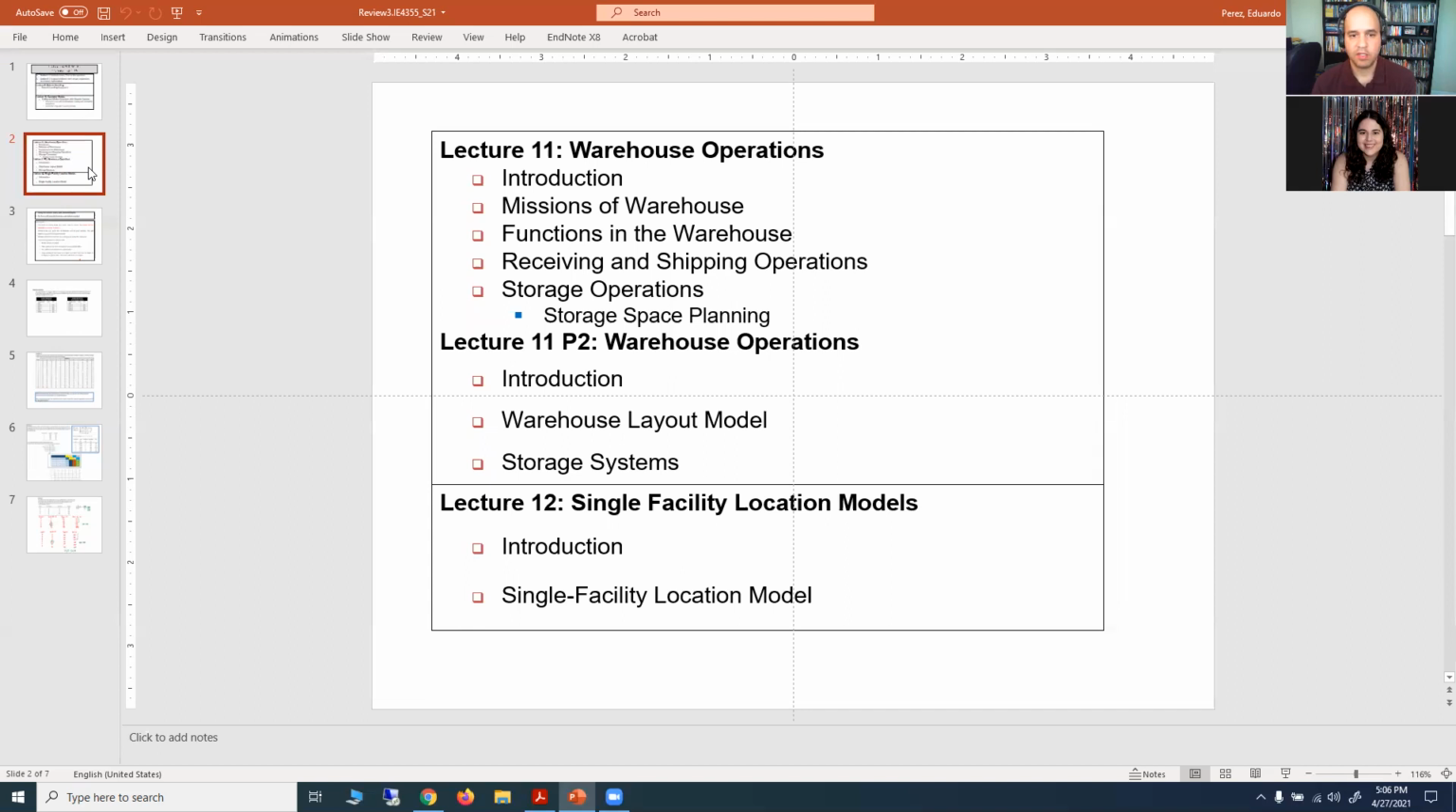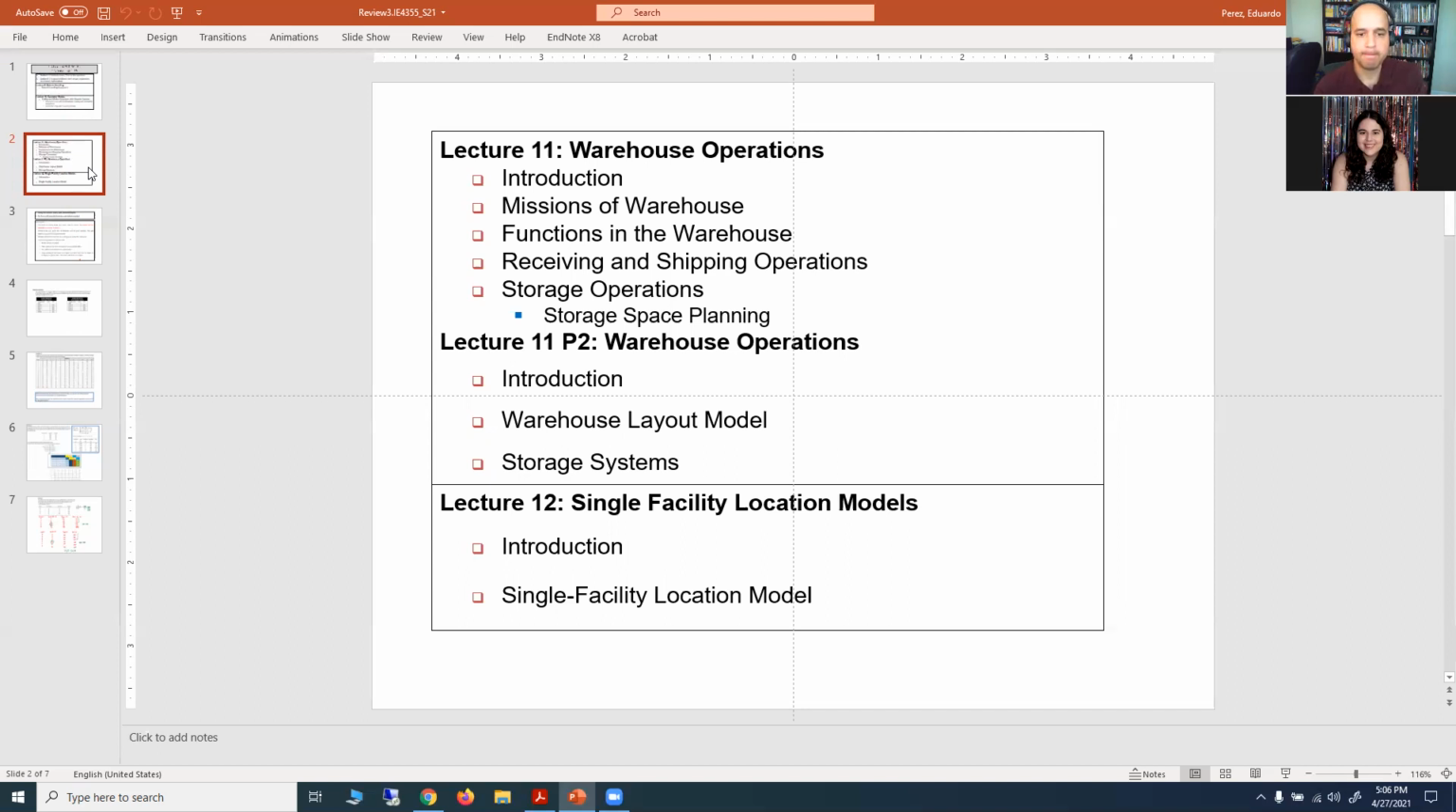Then we had lectures 11, part 1 and part 2. We discussed warehouse operations. We talked about the mission of a warehouse, the functions in the warehouse, the receiving and shipping operations, and the storage operations, or the storage space planning.